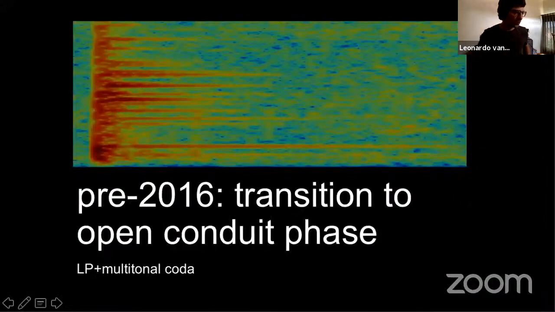Okay, so now for the 2016 stage. Remember that this is the last part of this stage in the transition to an open conduit phase, before we see continuous emissions and strombolian activity. The main precursor at that moment was this LP with multitonal coda that could resemble the tornillos, so called in Colombia, at Galeras volcano.